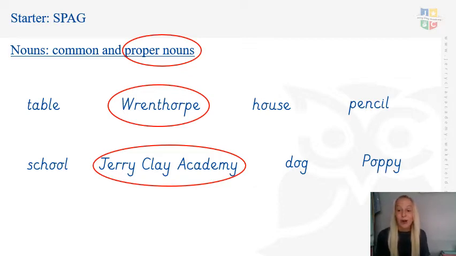Dog is a common noun because there are lots of dogs, lots of different types of dogs, so it is just a common noun. However, Poppy is a proper noun because it is the name of a specific dog, the name of my dog. So if you got all of those right, don't forget to give yourself a fabulous tick. If you're still unsure, don't worry, because we're going to do lots more work on common and proper nouns as we carry on our learning this week.